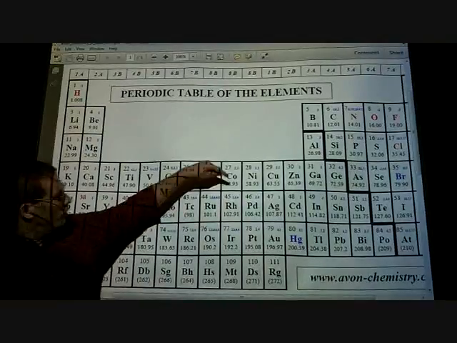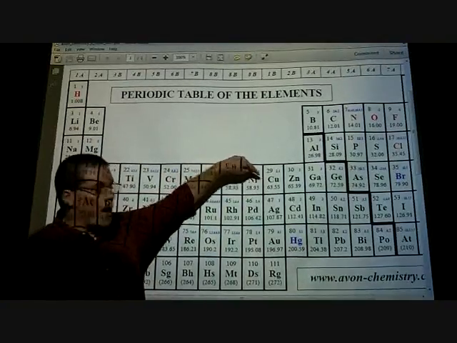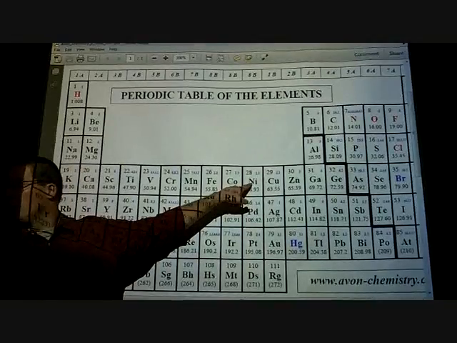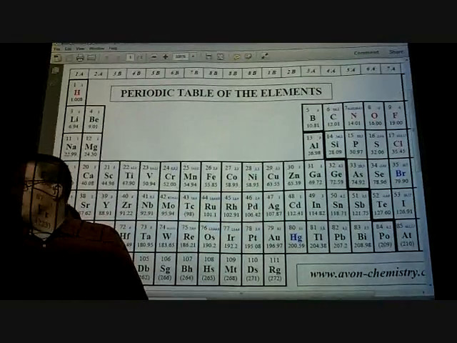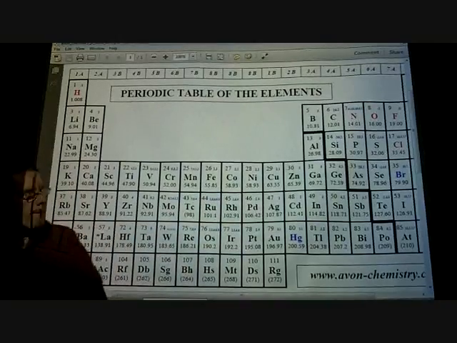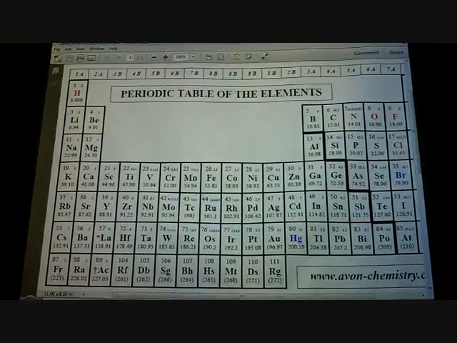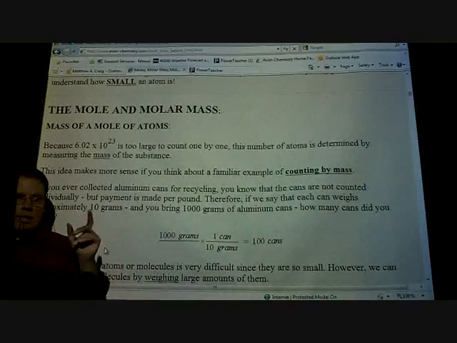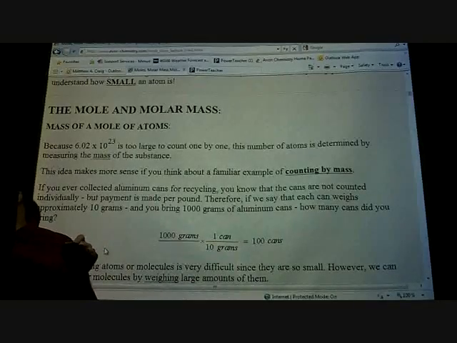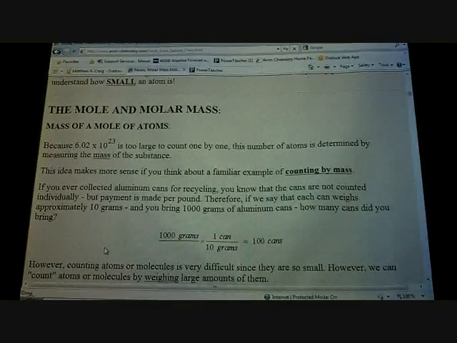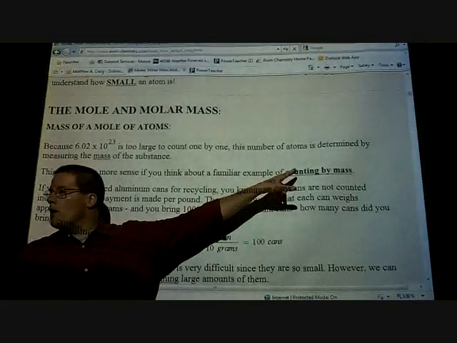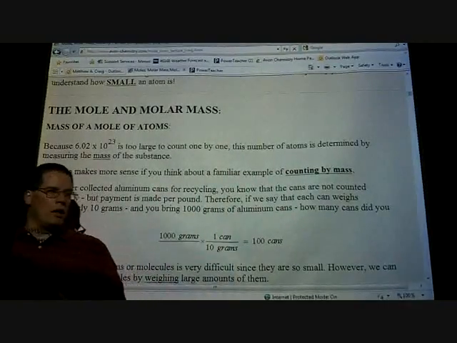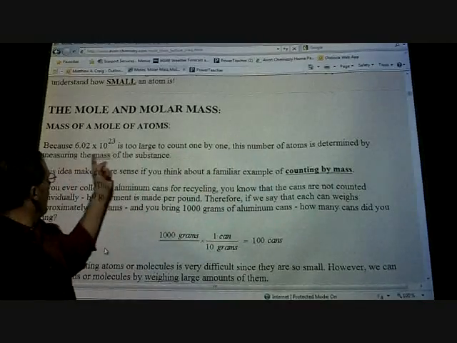So this is the amount of grams that we'll say if we had 6.02 times 10 to the 23rd atoms of nickel. That's how much it would weigh. That's how we're going to use those values in the periodic table. Because 6.02 times 10 to the 23rd is too large to count one by one, I'm not even going to have you do a calculation if you could count each atom 1 second at a time. You'd probably be dead before you got to the end of that project. Measuring the mass is a much easier way to determine if you have that value or not.